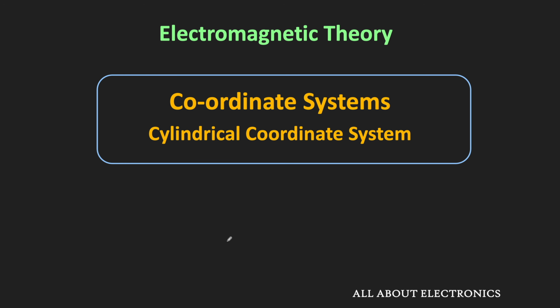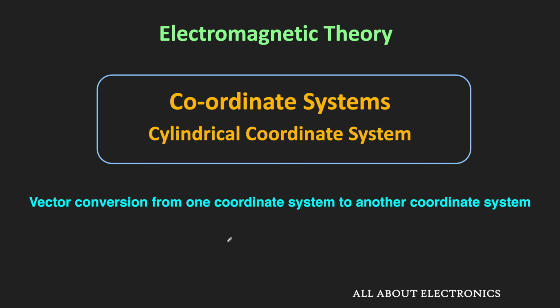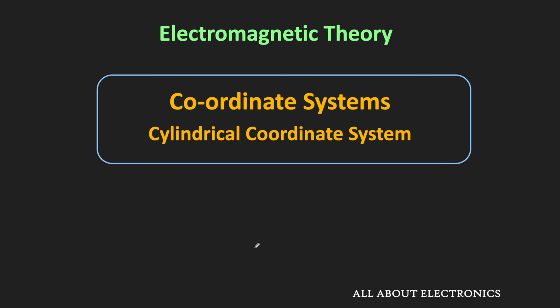Along with the knowledge of the coordinate systems, we should also know how to convert the field vectors given in one coordinate system into another coordinate system. If we know that, then based on the symmetry, sometimes very complex looking equations can be simplified to a very simple form. During this video, we will see the cylindrical coordinate system and we will also learn how to convert vectors given in one coordinate system into another coordinate system.